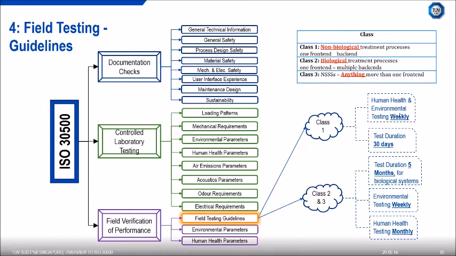So all in all, in order to pass the field testing requirements, at least 75% of the environmental parameters need to pass, and 100% of the pathogen removal or human health parameters need to pass.